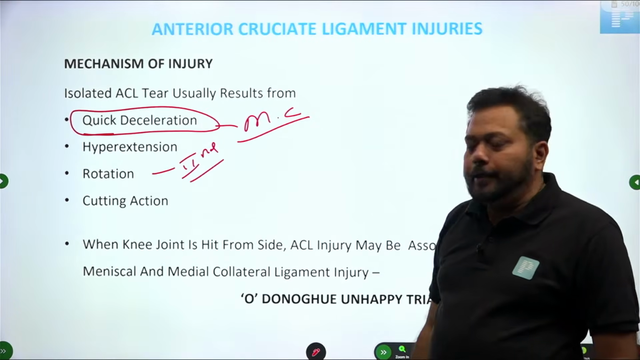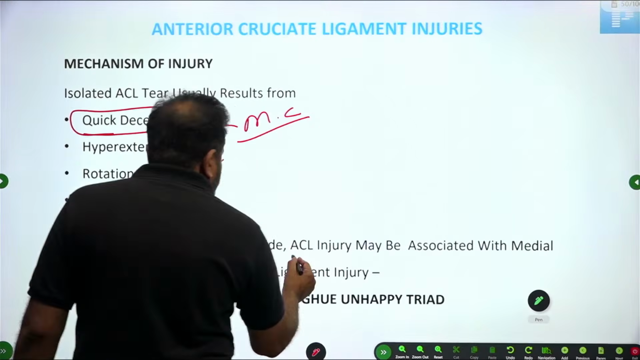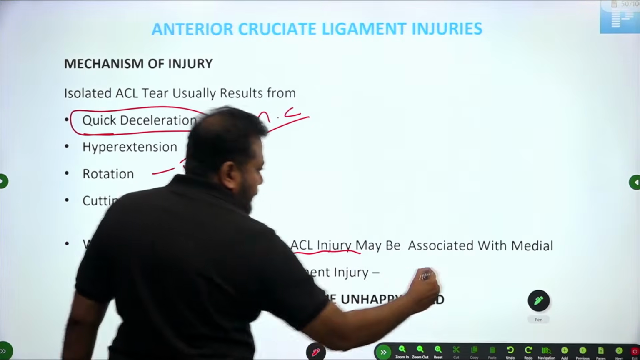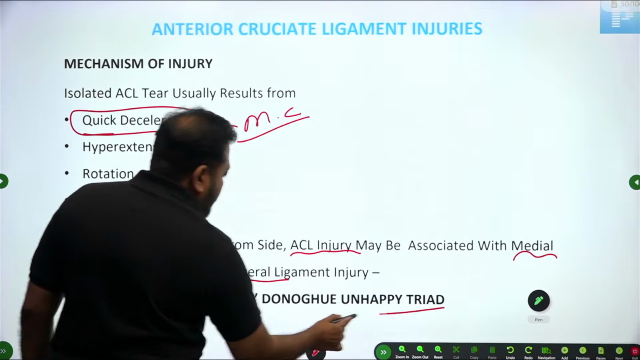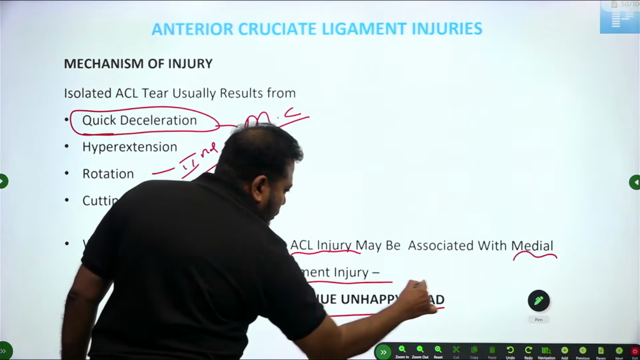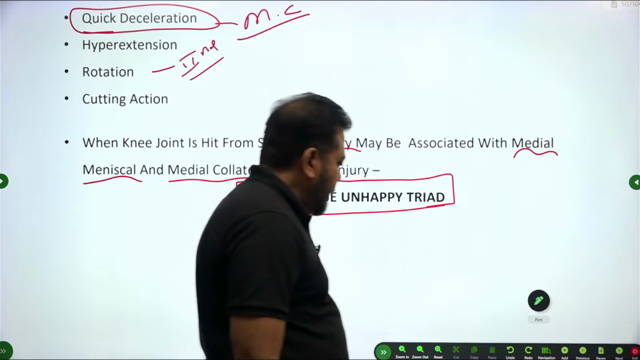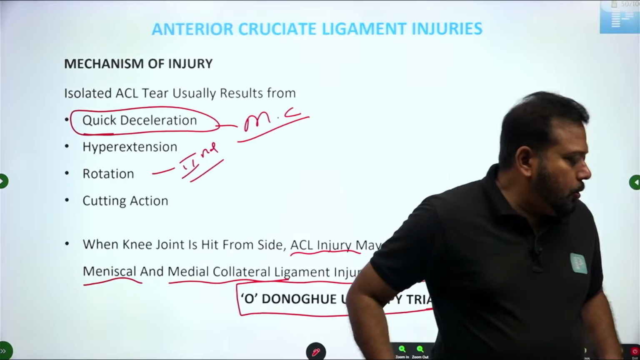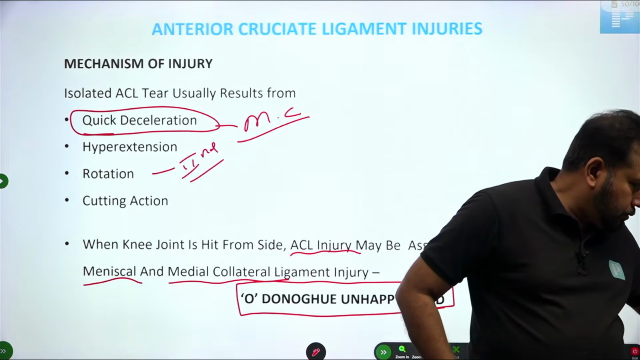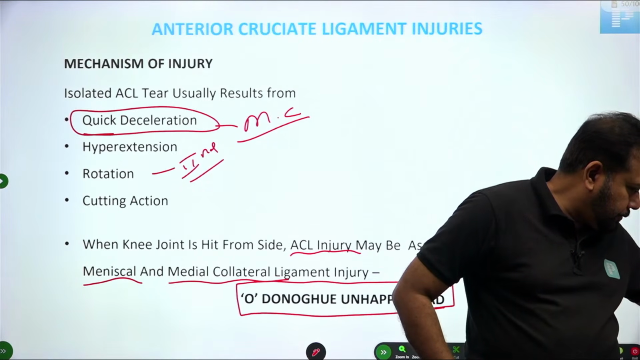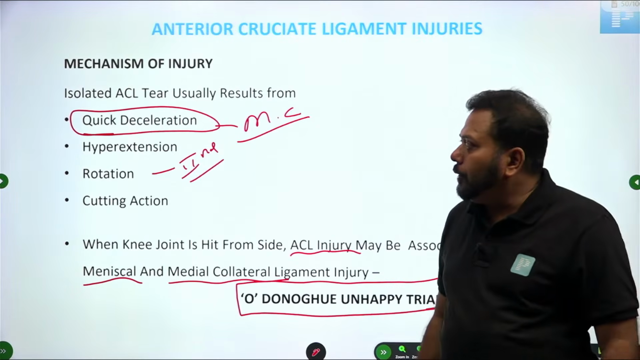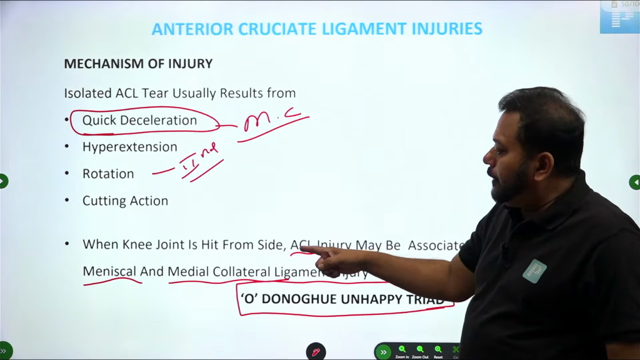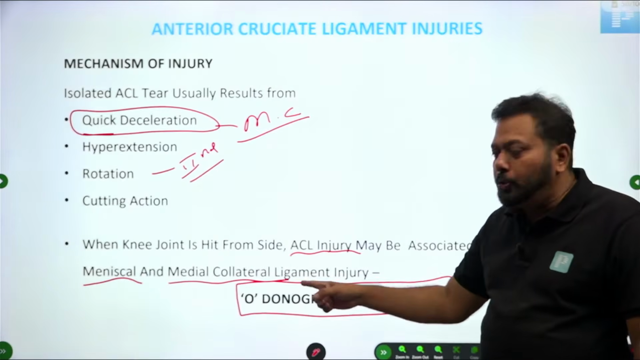Right? And when the knee joint is hit from the side, anterior cruciate ligament is gone, medial meniscus is gone, medial collateral is gone. This is called unhappy triad of O'Donoghue. The correct pronunciation is O'Donoghue. Okay, yes. So when it is anterior cruciate ligament, this is called O'Donoghue.